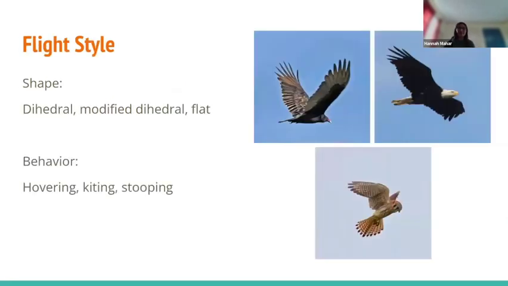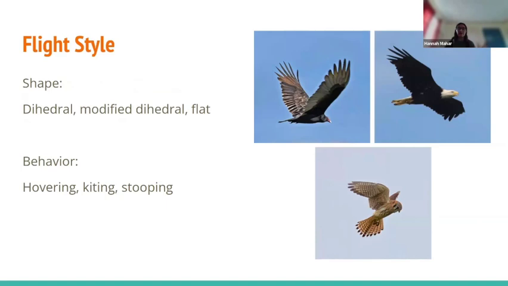So next up is flight style. Flight style is a really great thing to know, because even if you can't see a lot of the other aspects like the size or the exact color of a bird, you can usually tell how it's flying. So for different shapes of wings, we have a dihedral.